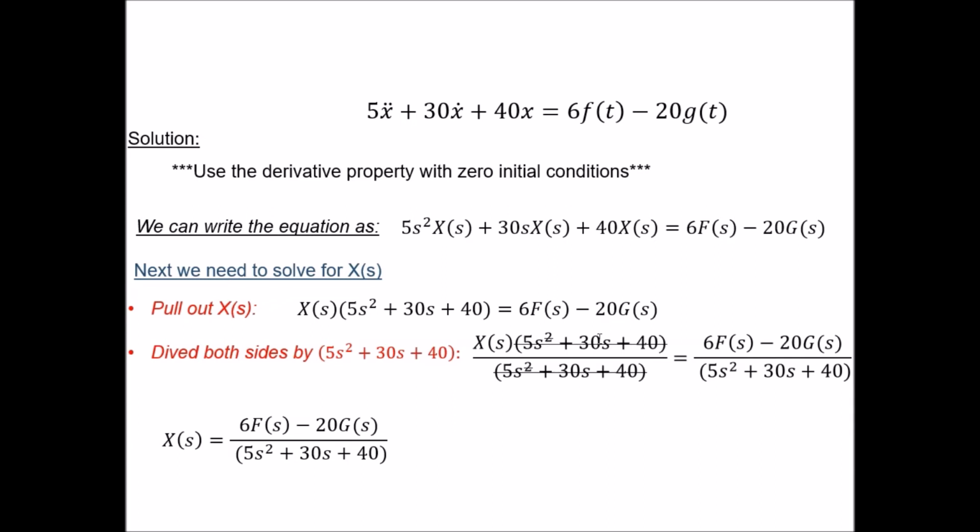So then I can reduce and simplify this down a little bit further once those two cancel out, and I'm left with just my X of s on the left-hand side of the equation. It's exactly what I wanted to do here. So X of s is now equal to 6 times F of s minus 20 G of s, all divided by the denominator there, 5s squared plus 30s plus 40.